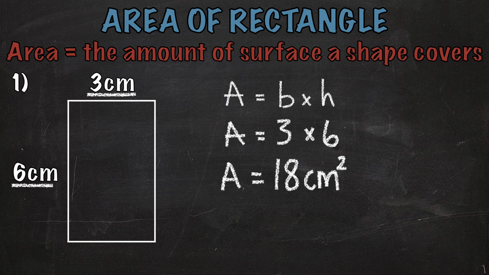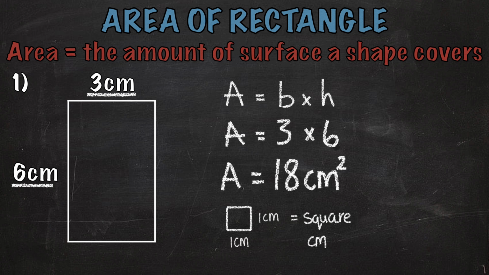Now, before we move on to question 2, let's look at a visual of why we use length times width. So we're given 6 centimeters by 3 centimeters and we're going to draw the lines which will give us squares. Now each square will be 1 centimeter by 1 centimeter and we should have 18 of those. So let's draw the lines.